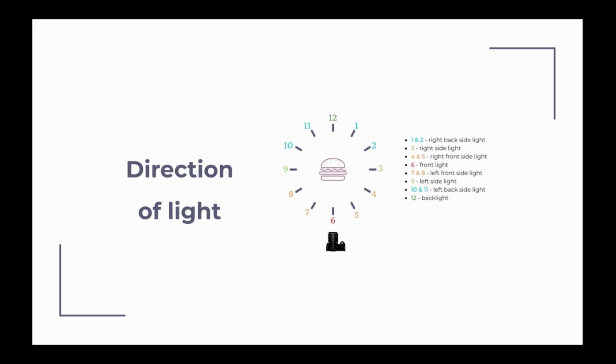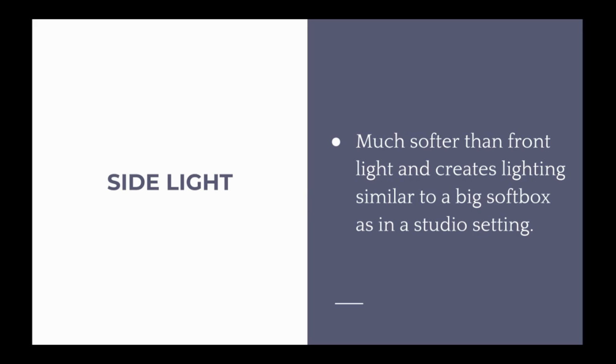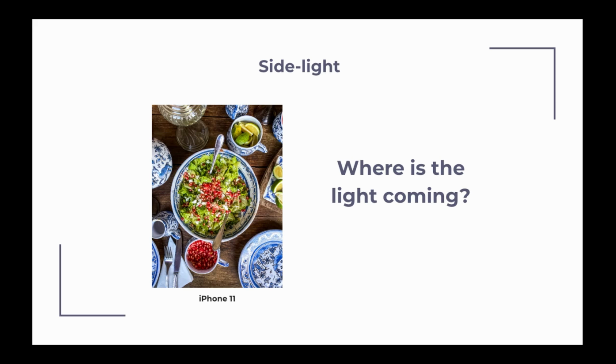For example, if you're shooting this burger here, you don't always have to shoot from one angle. Just play around. Maybe some food works better with one lighting, others with others. So have different options for one subject. And again, side light is much softer than front light and creates lighting similar to a big softbox.